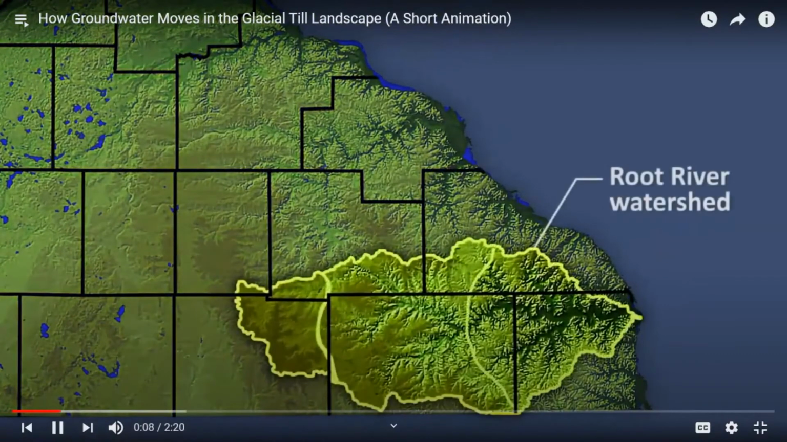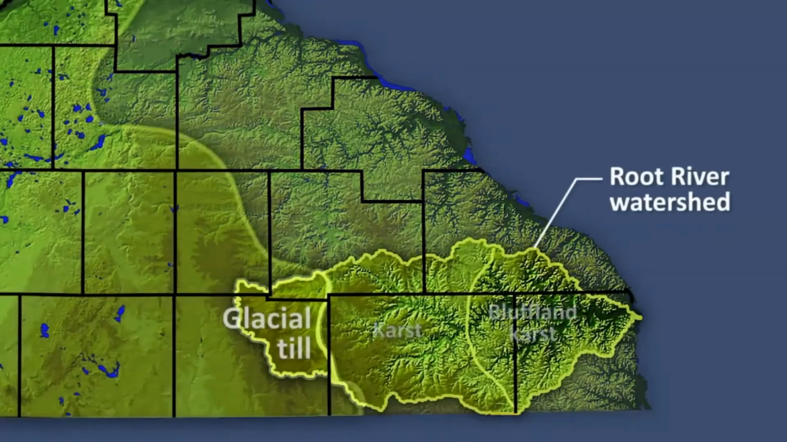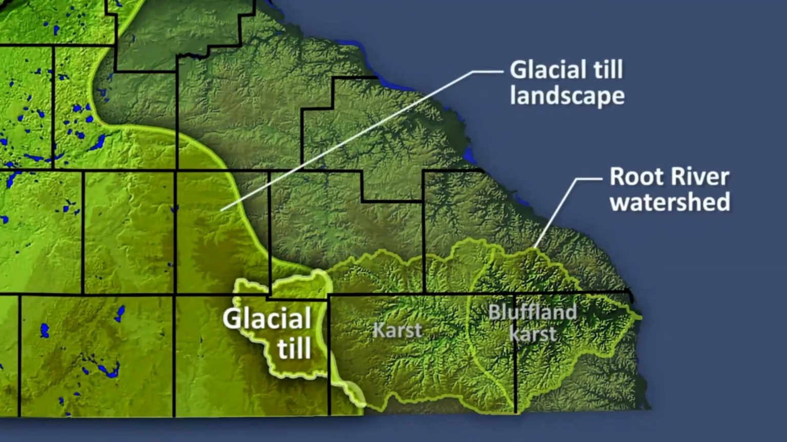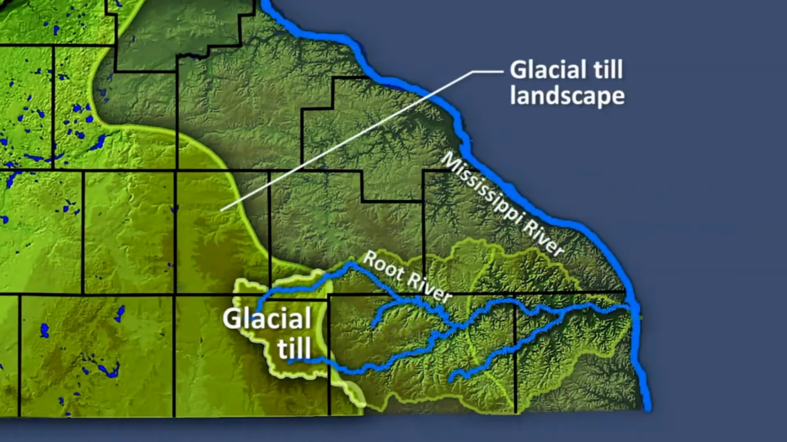This flat agricultural area in eastern Mower County is called the Glacial Till Landscape. This is where the Root River begins its 80-mile course to the Mississippi River.